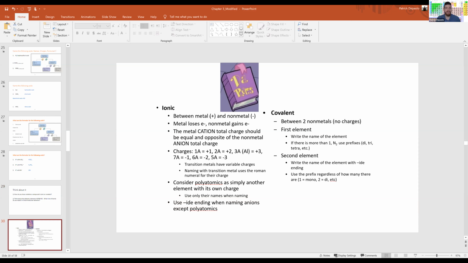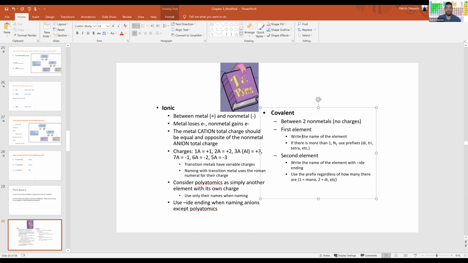So you see how ionic is between metal and non-metal. Metal loses electron. Non-metal gains electron. The metal cation total charge should be equal and opposite of the non-metal anion charge. Charges you should know. Here's the ones. Transition metals have variable charges. Naming with transition metals uses Roman numeral for their charge. IDE ending, except for polyatomic ions.